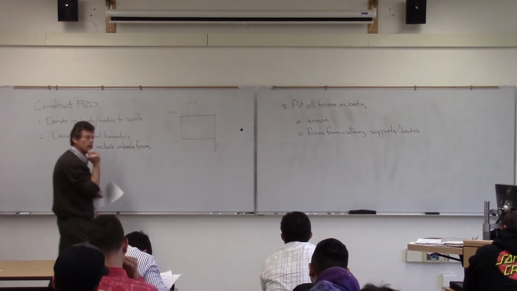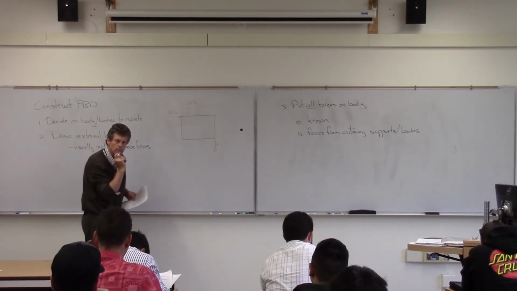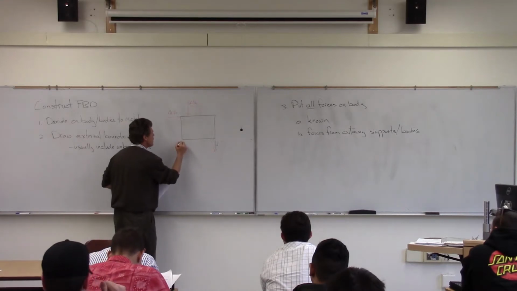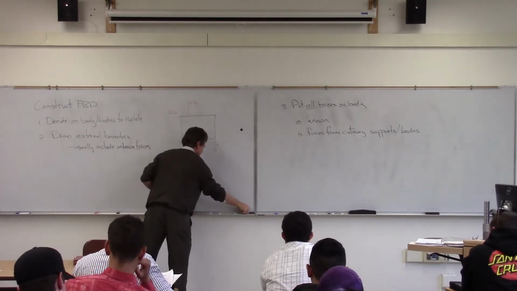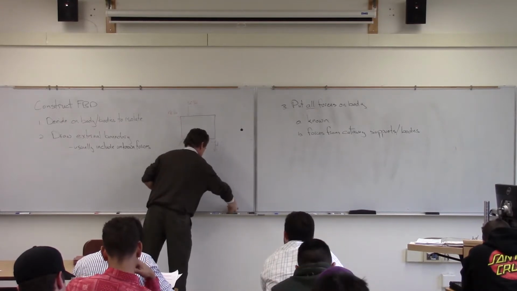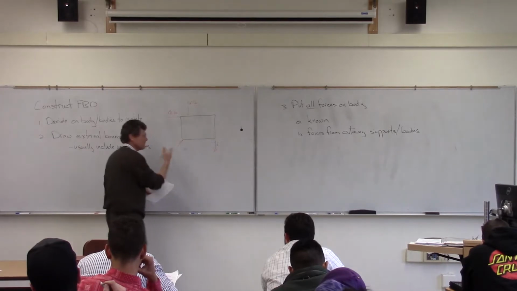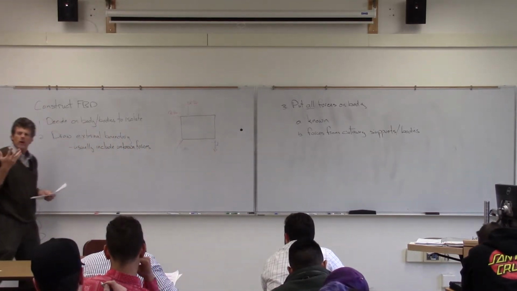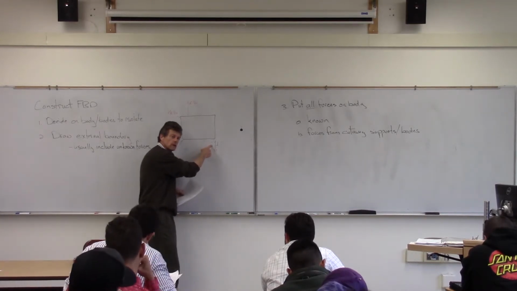The other one is going to be my pin. How many unknowns in a pin? 2. So I'm going to have an unknown force and an unknown direction. So I've got an unknown direction there. I've got 2 unknowns there. And then I've got a third unknown here because I know its direction.